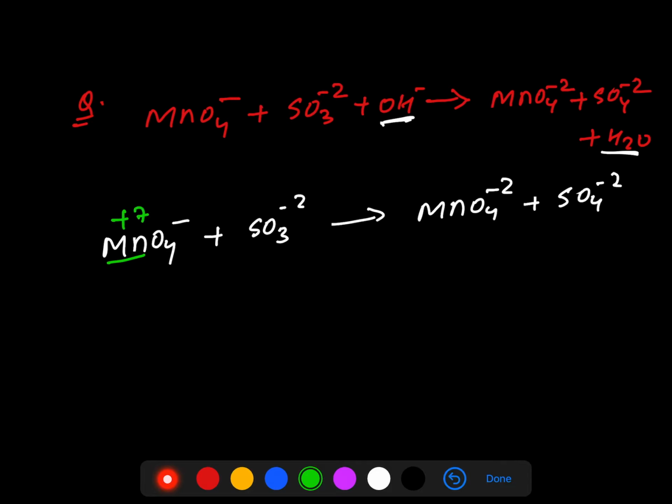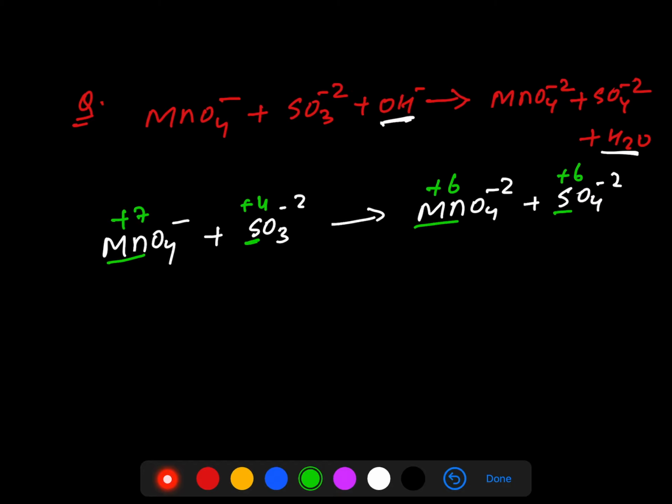Manganese is +7. We are avoiding assigning oxidation number to oxygen because most of the time it will not be participating in the redox. You will assign oxidation number to oxygen only when you know there is a peroxide changing to oxide or a normal oxygen molecule, right? Sulfur over here is in +4 state, manganese in +6, and sulfur in +6.